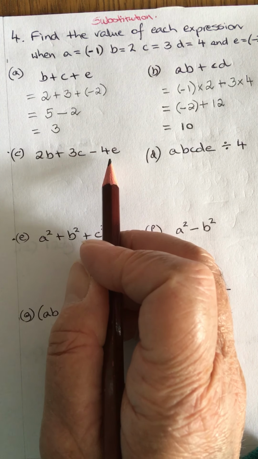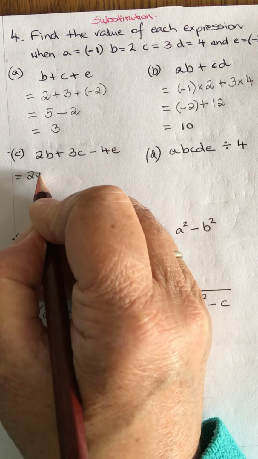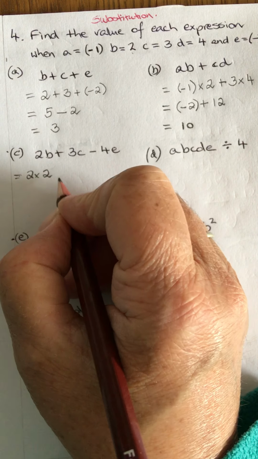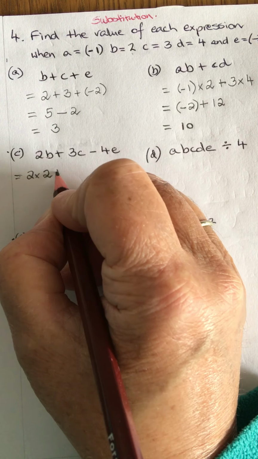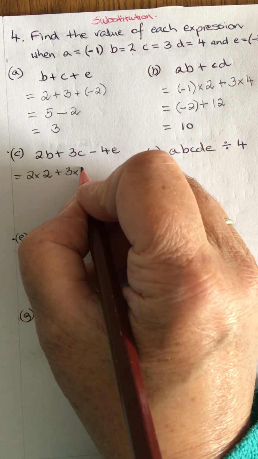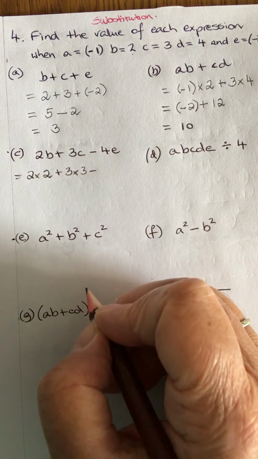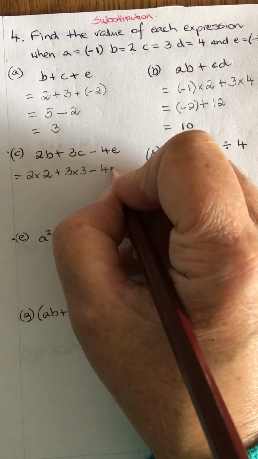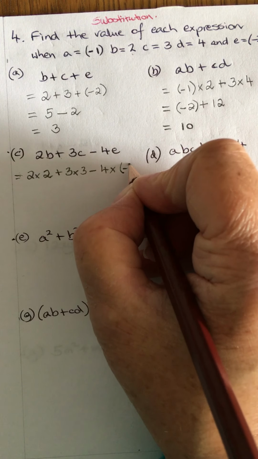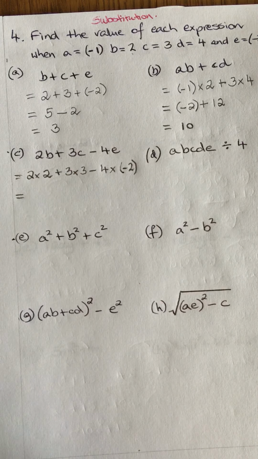Right, the next one, introducing a wee bit more. 2b, so that's 2 times b, and b has a value 2. 2 times 2 plus 3c, so it's plus 3c is 3 times c, and c has a value of 3. So it's plus 3 times 3. Take away 4e, so take away 4e is 4 times e, and e has a value of -2. Okay, so that's the number substituted. Now we need to evaluate it.